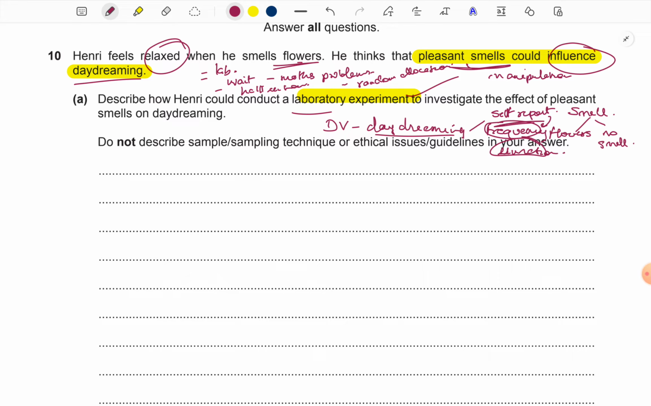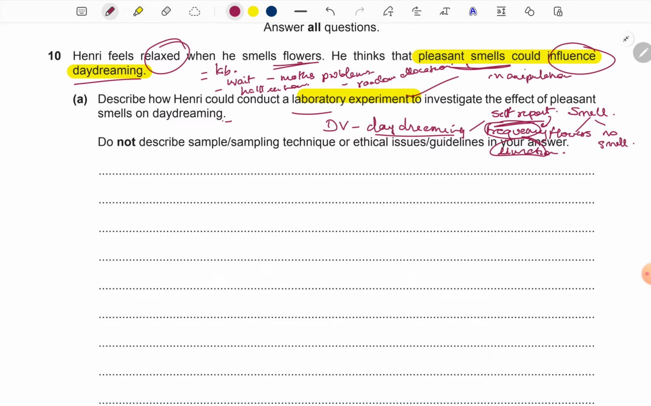For an experimental study, the specific features they want in the syllabus are IV, DV, control, standardization and experimental design. I have thought about all of that. General features, I have thought about the procedure to some extent. Now I have to think of the rest of the procedure.